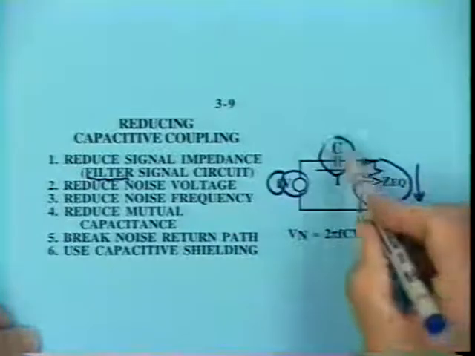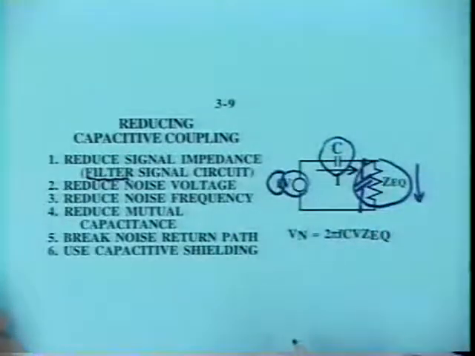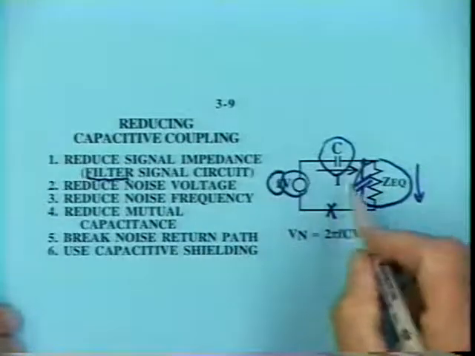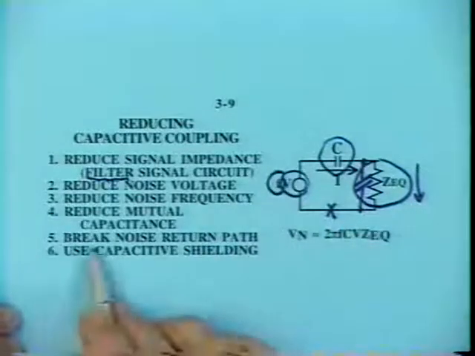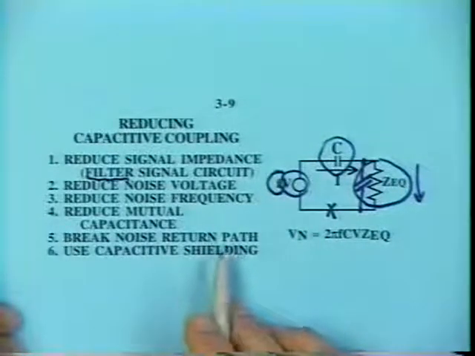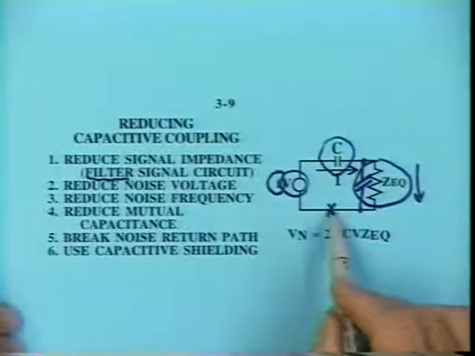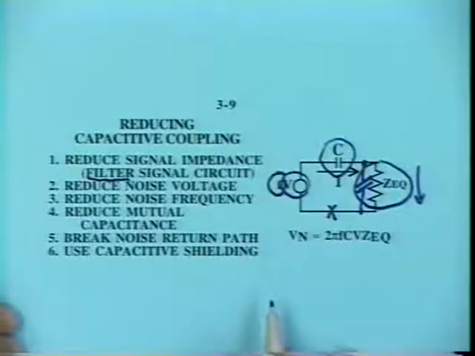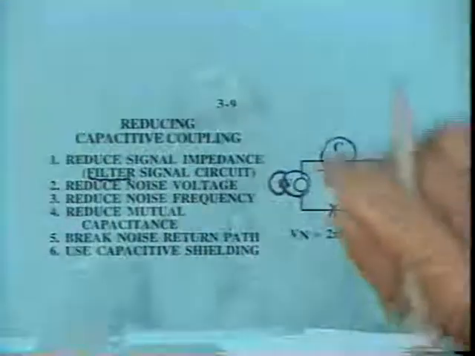Reduce the mutual capacitance, spread the circuits farther apart. We could try to disconnect the current return path, break the noise current return path. Now this is one that doesn't work as well as you would think. You would think if you disconnected this path right here that the noise current would stop completely and the noise would go away. But no, when you break two wires apart, you don't have a purely open circuit, do you? You have some capacitance between those wires.